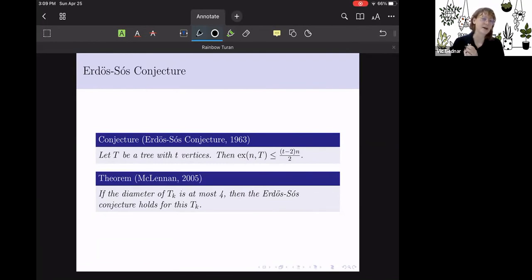There was a proof announced a few years back that hasn't been published, but many specific cases of the Erdős–Sós Conjecture have been proven and published. In particular, we'll use this one from McLennan, 2005, which says if the diameter of our tree is at most 4, then the Erdős–Sós Conjecture holds. All of the graphs we'll look at have diameter 3, so we're good to go.